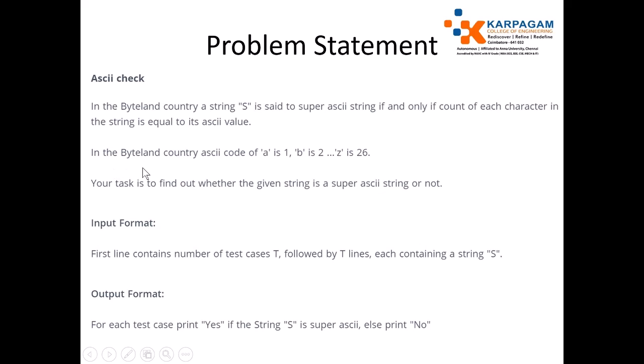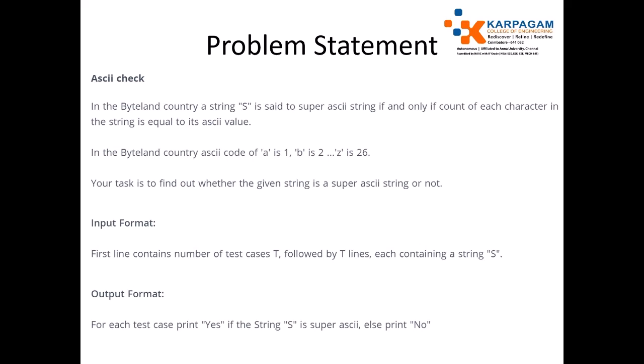In the Byteland country, the ASCII code of A is 1, B is 2, C is 3, up to Z, which is 26. So the ASCII code is assigned for every character. Our task is to find out whether the given string is a super string or not.